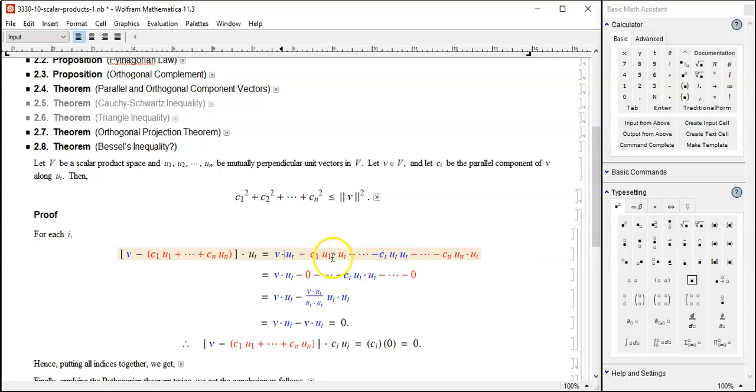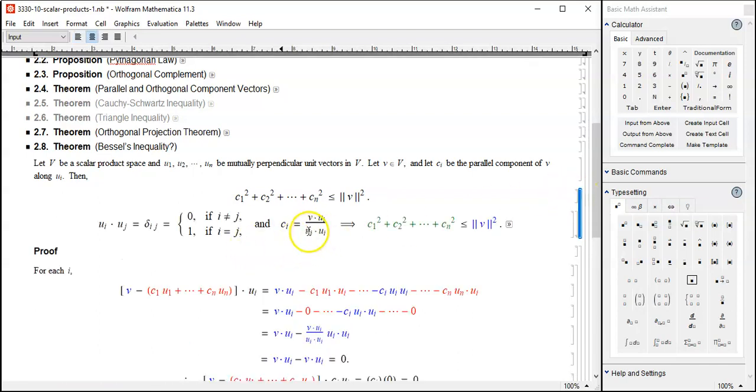v dot ui, and c1 u1 dot ui, and then c2 u2 dot ui, c3 u3 dot ui, all the way up to cn un dot ui. Now all those ui's are mutually perpendicular, so everything becomes 0. u1 dot ui, that's 0. u2 dot ui, that's 0. u3 dot ui, that's 0. All 0 except ui dot itself. So this is the only thing that survives. Everything else becomes 0, so drop all those zeros out. And then the ci is, well, v dot ui over ui dot ui. That's the parallel component.